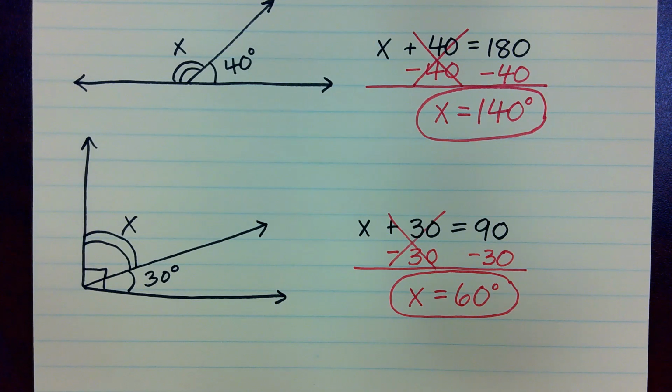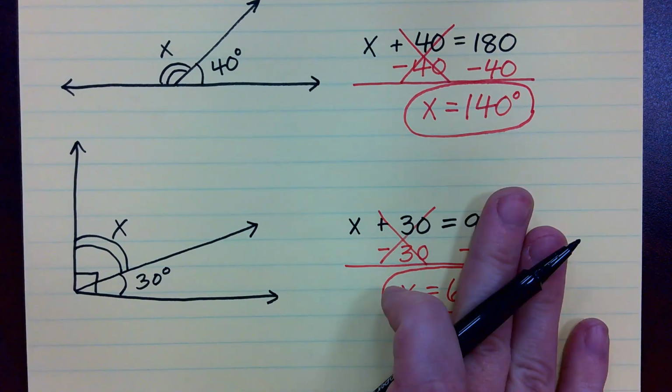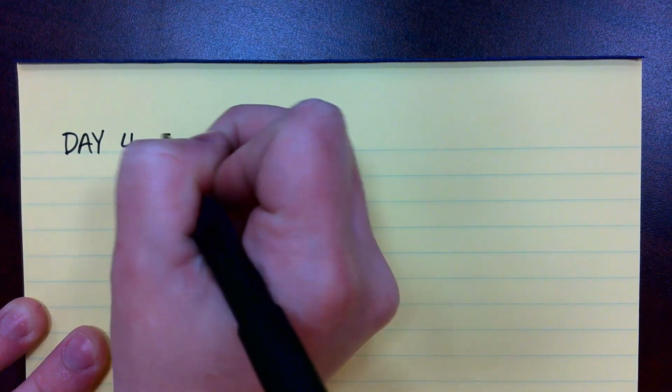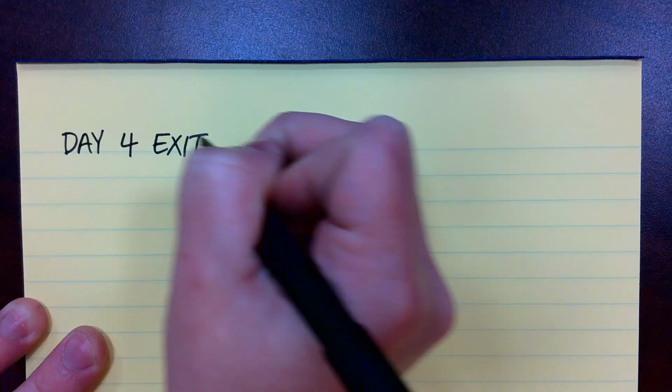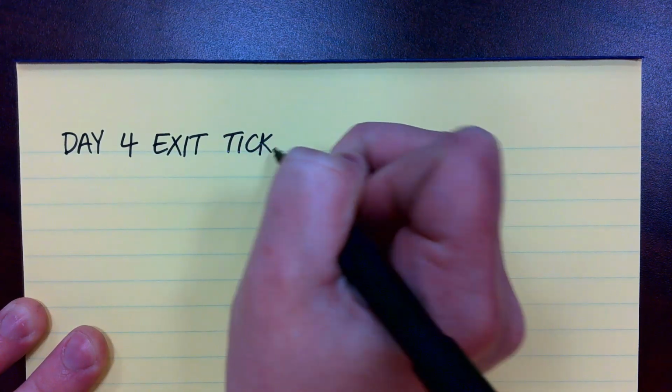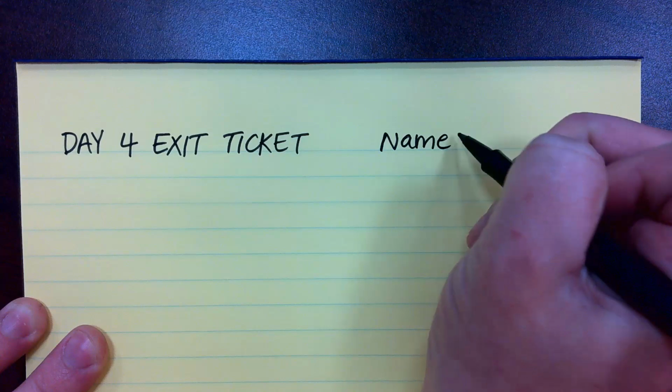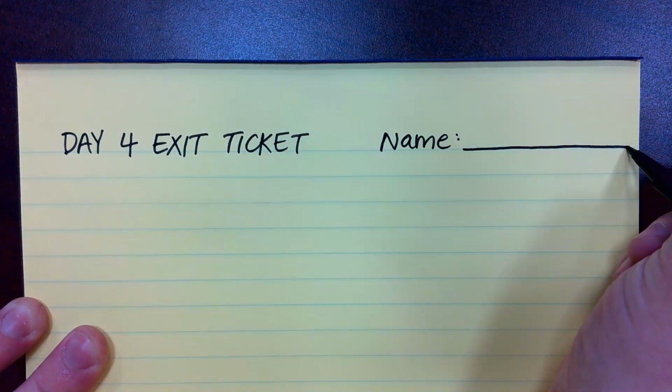I'm gonna have you do something different today. Let me grab a separate sheet of paper. Okay. So please title your exit ticket as Day 4 exit ticket. Please put your name on it so I can give you a grade.